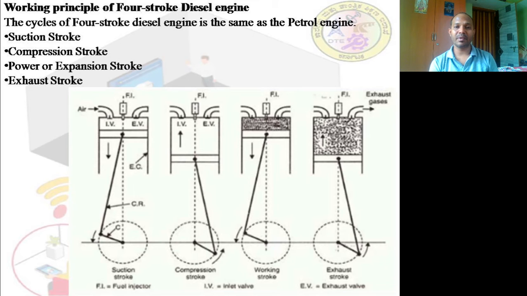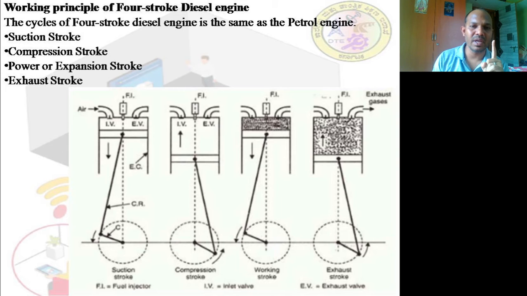One more important point is, in the compression stroke, whether it is a petrol engine or a diesel engine, the piston moves from BDC to the TDC. This is called the compression ratio. Is that clear? That is the maximum total volume divided by the compressed volume. That is nothing but the compression ratio.